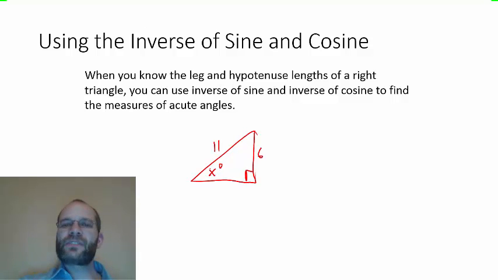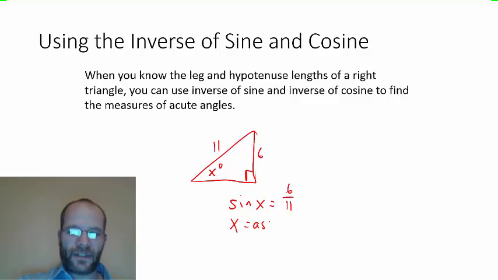First question we ask is which function would relate the various parts that we have identified here? Well, we have an angle, and we're dealing with opposite and hypotenuse, so it is the sine function. So we'd write that the sine of x is equal to opposite 6 over hypotenuse 11. And then we simply say that x is equal to the inverse sine of 6 over 11. And we could also write it this way. Inverse sine 6 over 11.